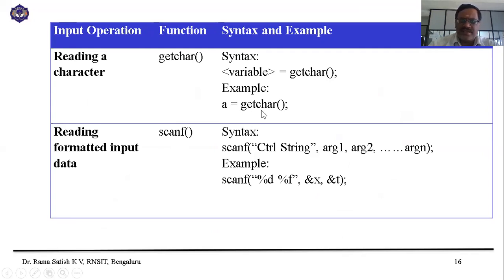Since getchar is unformatted, there is no format specifier. Whatever character you enter will directly be stored in a. Whereas in the case of scanf, you have to give the format. The first input is %d, which means it is an integer. The second one you are reading is a floating number, %f. That means x is an integer and t is a variable of float type.